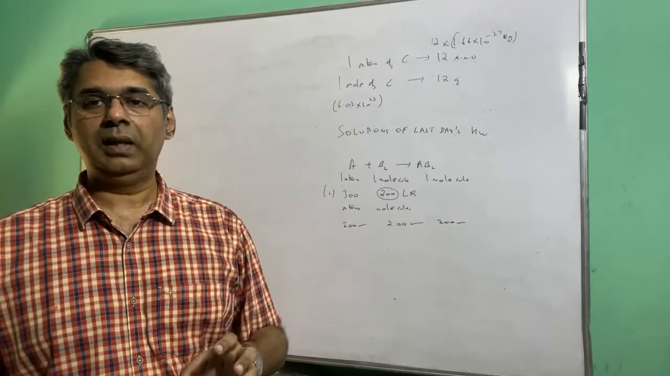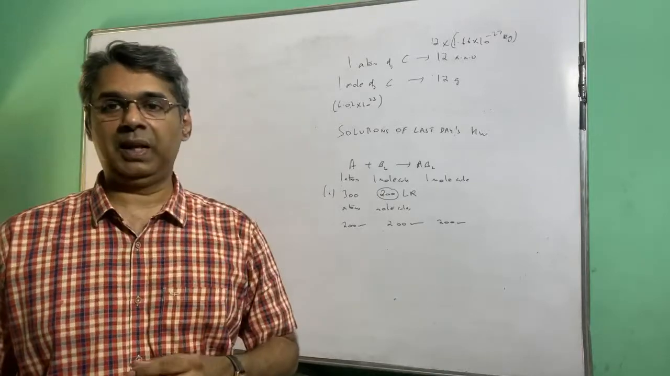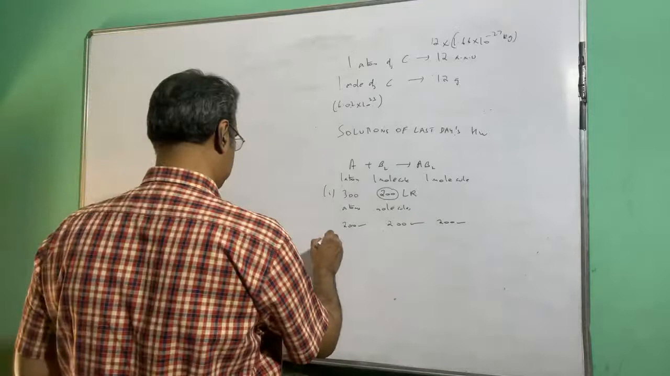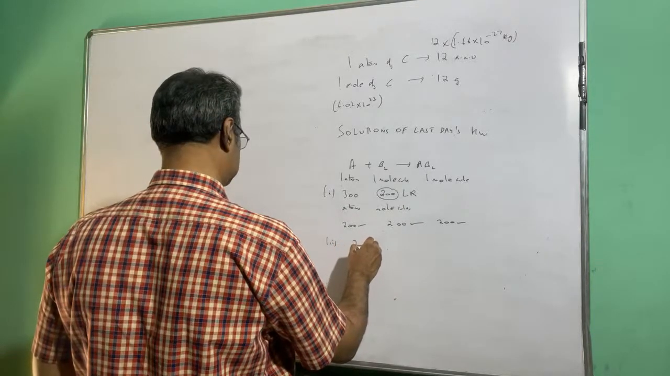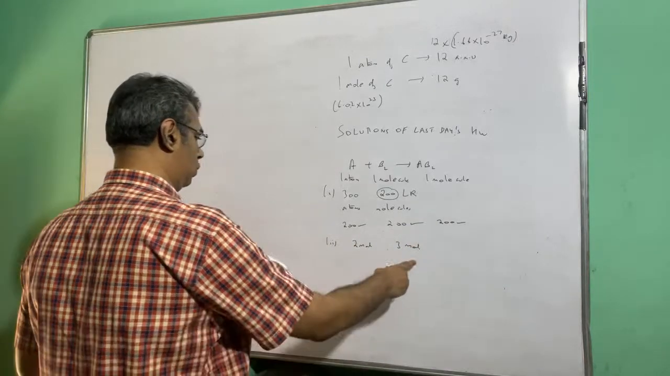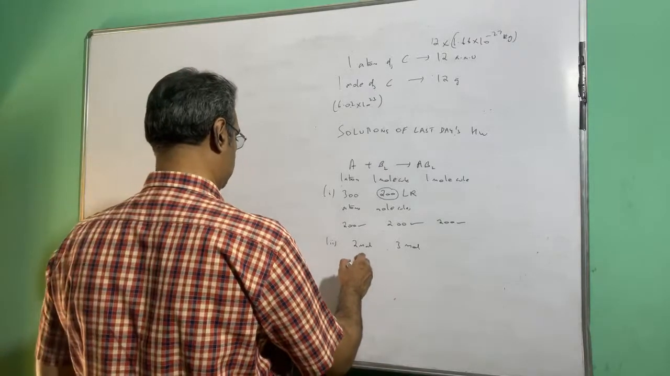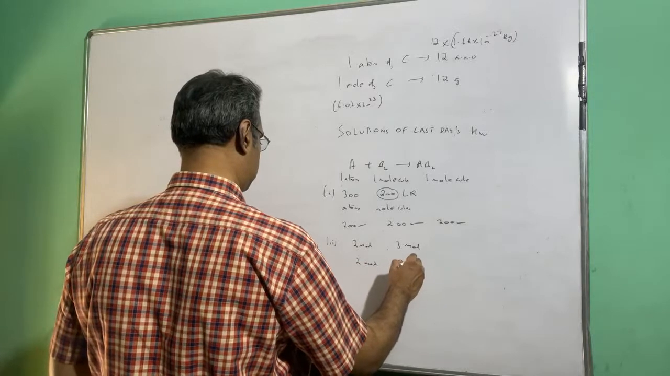It is controlling how much is the output. So the reactant which is in short supply will control the output. It is called the limiting reagent. Similarly, number 2: 2 moles of A and 3 moles of B. So if this is 2 moles, then 2 moles will be used.